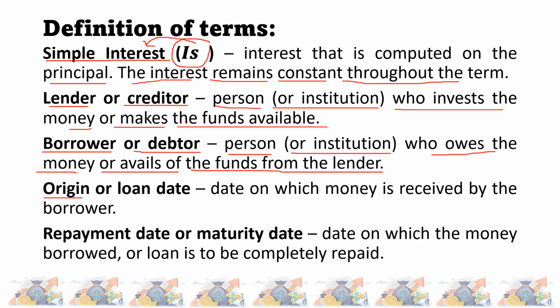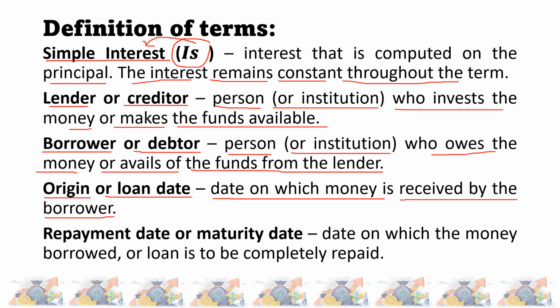Next term, origin or loan date. So the date on which money is received by the borrower. So this will be the time or date on which the money is received by the borrower. Or it is the date where the lender or the creditor releases the money to the borrower or debtor. So that will be your origin or loan date.